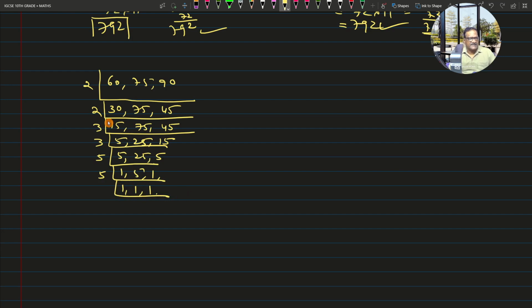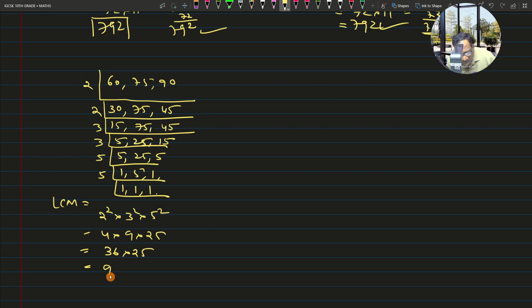So my LCM will be the product of all these numbers from here to here. So it will be 2 square into 3 square into 5 square. That is 4 into 9 into 25. Now 9 fours is 36, into 25. And 36 into 25 happens to be 900. Okay. So the LCM of these three numbers is 900. This is by the long division method. Now if you want to do it by the prime factorization method, you'll have to first find out the prime factors.